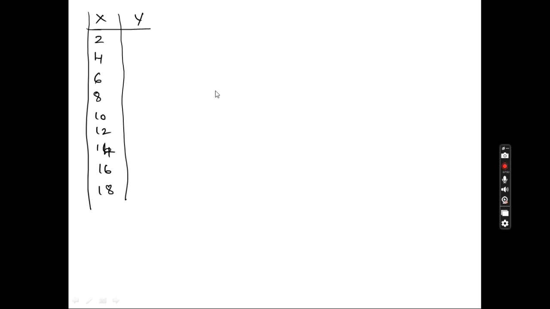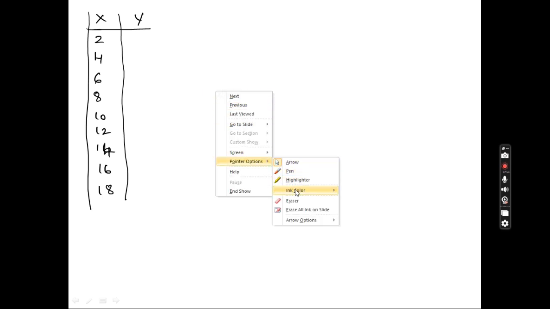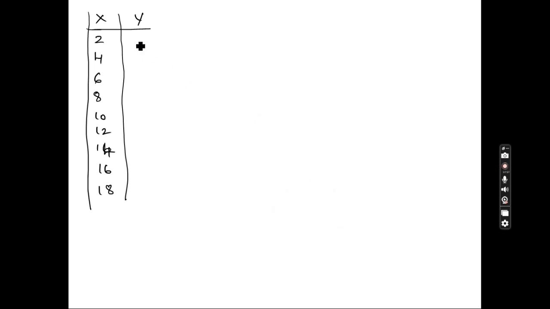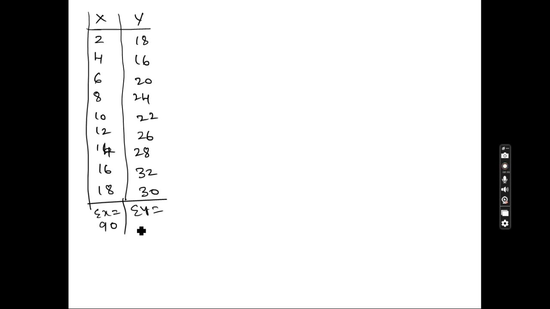So the y values are 18, 16, 20, 24, 22, 26, 28, 32 and 30. Now do the total of x and y. I already did the total. Summation x equals 90, and summation y I am getting as 216. By simply adding all the x values I get 90, and by adding all the y values I get 216.